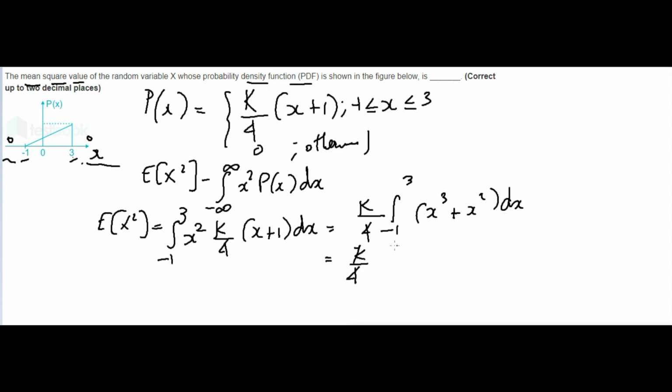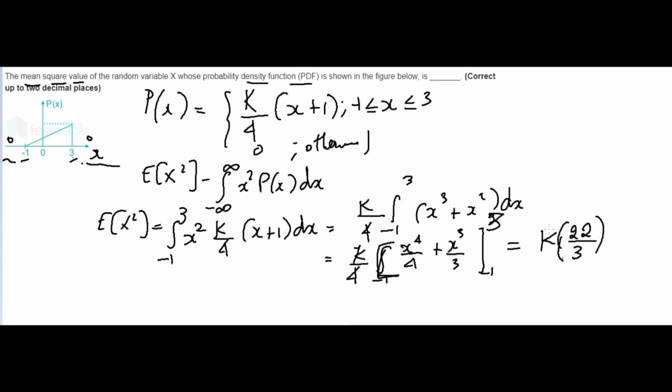Now simplify. The integration of x cube is x power 4 by 4, and x square becomes x cube divided by 3. Apply the limits minus 1 to 3. After applying all the limits, I will get k into 22 divided by 3. I'm just writing the simplification; if any doubt, you can ask me privately.